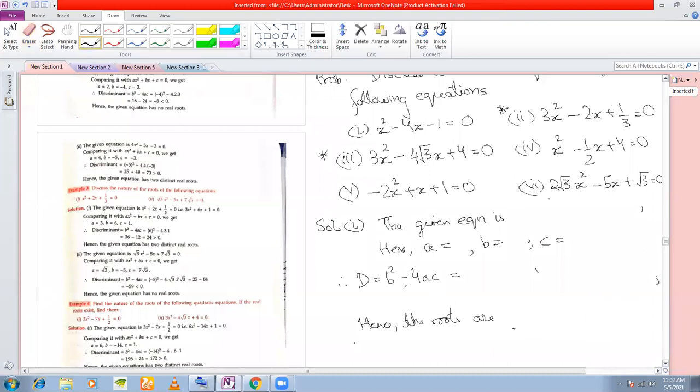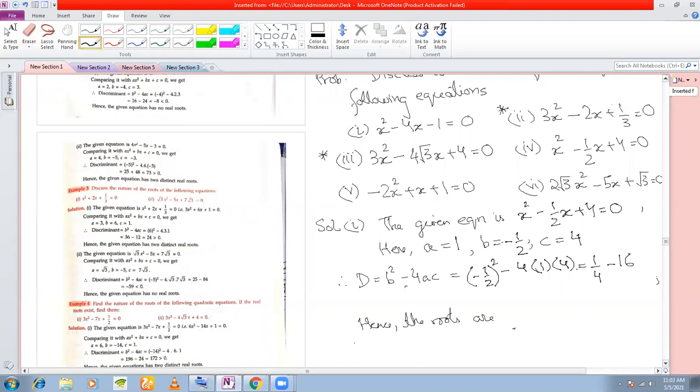So here the given equation is x square minus half x plus 4 equal to 0. So clearly the coefficient of x square is 1, the coefficient of x is minus half, and the constant term is plus 4. Put it here in the discriminant, b square minus 4 into a into c. So this is 1/4 minus 16.